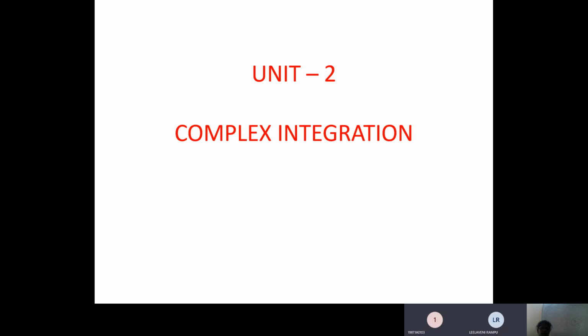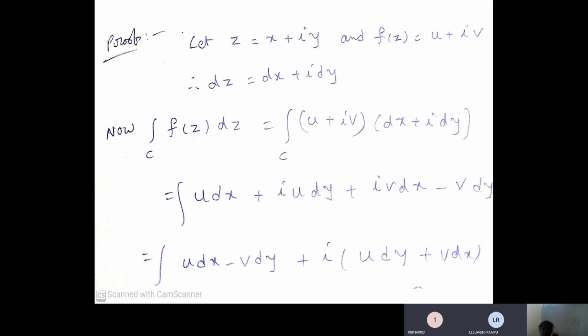So what is Cauchy's integral theorem? f(z) is an analytic function and f'(z) is continuous. Then the integral over C of f(z) dz equals 0. So now let us prove this. Proof. Let z equal x plus iy, f(z) equal u plus iv, then dz equals dx plus i dy. You know this.